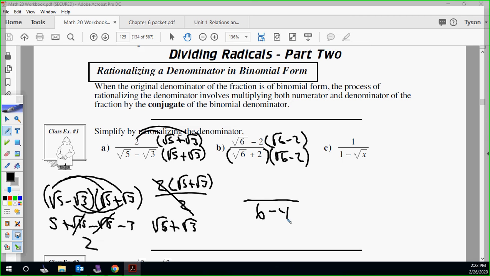Okay? This one here, we do have to FOIL. Root 6 on root 6, 6. Negative 2 root 6. Negative 2 root 6. See, they don't cancel here. That's why we have to FOIL it. Negative 2 times negative 2 is positive 4. And now we just simplify. Okay, I'll pause there for a second. Any questions on that?